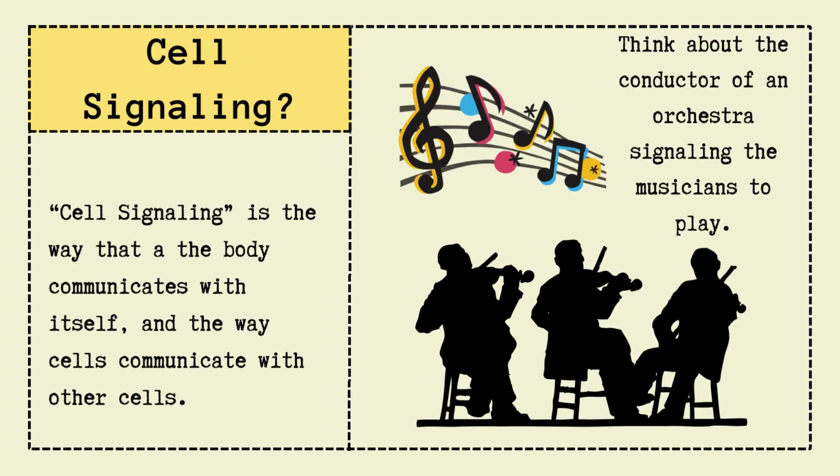Now let's talk about cell signaling. This is a really complicated process. So to keep it simple, cell signaling is the way that the body communicates with itself, or the way that cells communicate with other cells. The easiest way to think about this is to think about an orchestra. In an orchestra, you have a conductor and musicians that play instruments. There are many different types of instruments and there are different sections. For example, the trombones, clarinets, and tubas all play very different and distinct roles.